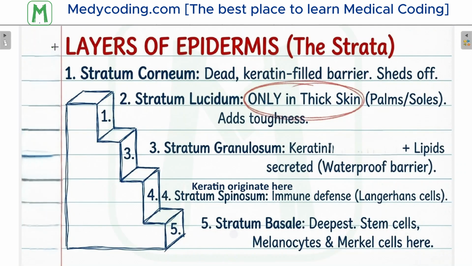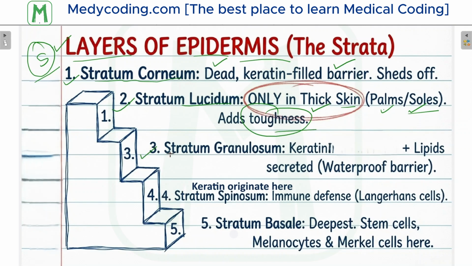So now we will discuss the layers of the epidermis. What are the layers of the epidermis? There are 5 layers of the epidermis. The first layer is stratum corneum. This is the dead layer, okay? This layer acts like a barrier because it contains the highest amount of keratin. The second layer is stratum lucidum. This is only found in thick skin. We know thick skin is prone to injury, like palm and sole. So this additional layer provides extra support for this location.